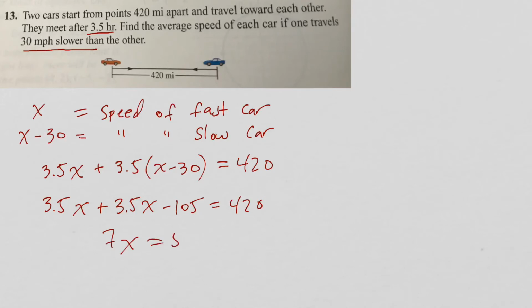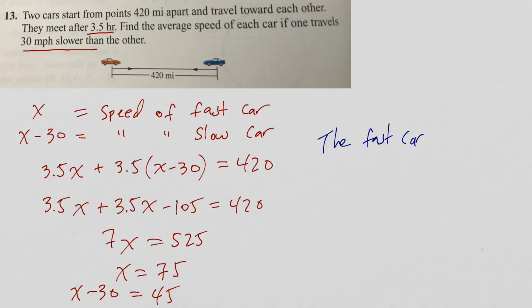I add the x's up, and I get 7x equals, I add 105 to each side, and I get 525. And I take 525 and I divide by 7, and I get x is equal to 75. That tells me the speed of the fast car. Now I go x minus 30 equals 45. That's the speed of the slow car. So the fast car went 75 miles per hour. The slow car went 45 miles per hour.